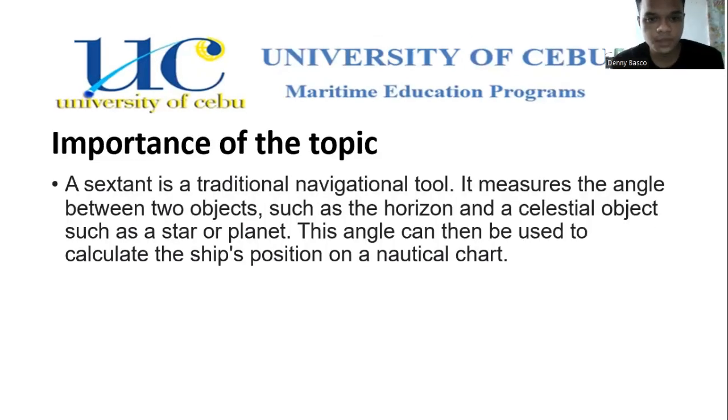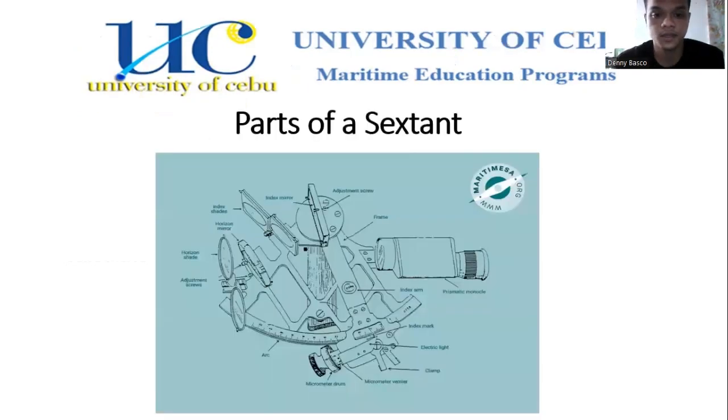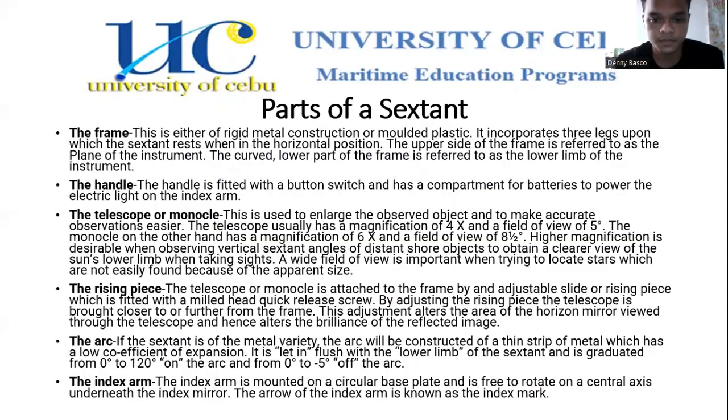Importance of the topic. The sextant is a traditional navigational tool. It measures the angle between two objects, such as the horizon and a celestial object such as a star or planet. This angle can then be used to calculate the ship's position on a nautical chart. Our first topic is parts of a sextant. Here we have the image and the labels of the names of the parts of the sextant.